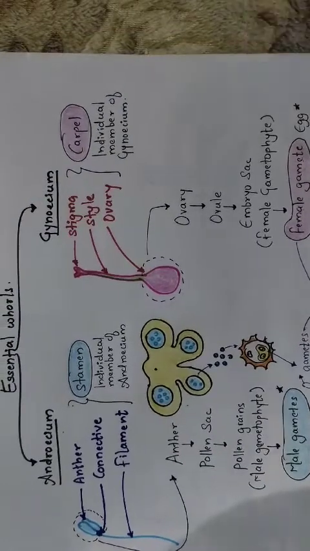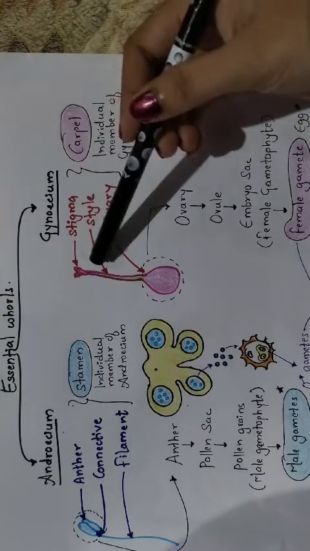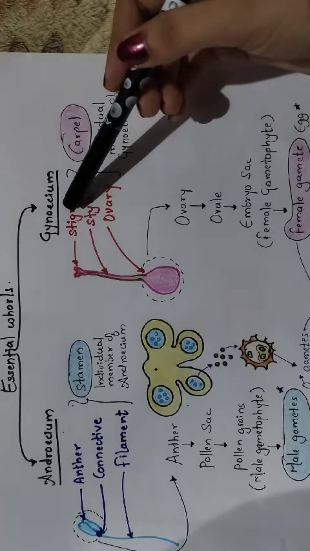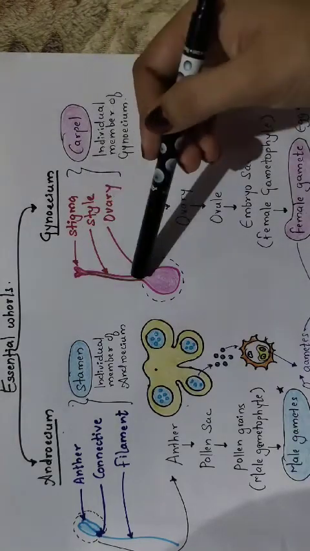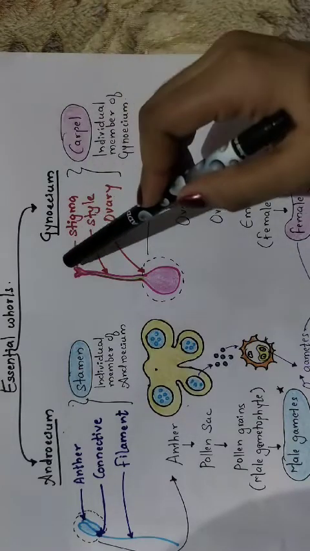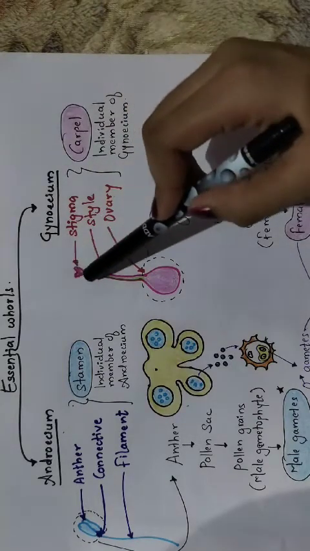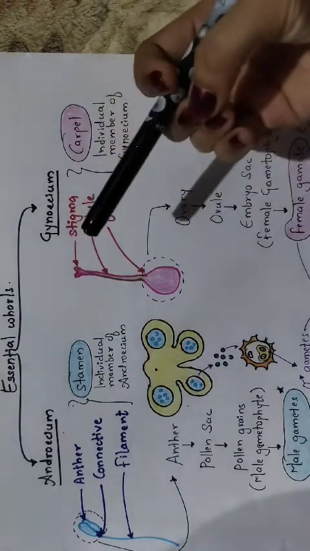The next essential whorl is the gynoecium, which is the female reproductive organ. The individual member is called a carpel, and it shows 3 parts. The uppermost part is the stigma, the middle portion is called the style, and the lowermost bulbous portion is called the ovary. Okay, so the stigma plays a very important role, as the stigma is going to receive the coming pollen grain after pollination.